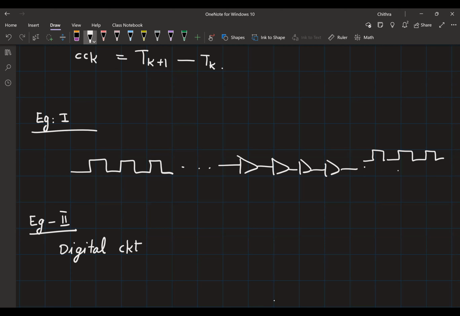So what is the relevant parameter of a clock in a digital circuit? If you were looking at whether setup time is met, what property are you interested in of the clock? So what property?